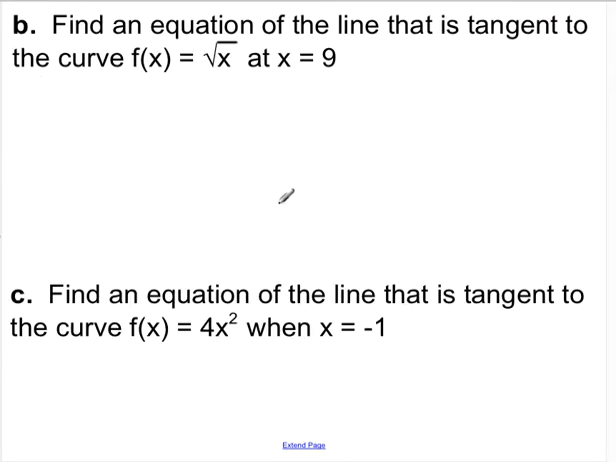See if you could do at least B. Try B. C is the same exact thing, but try that, pause the video, and see if you get the same answer.